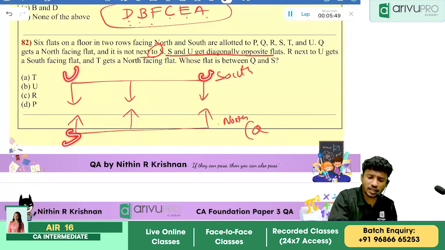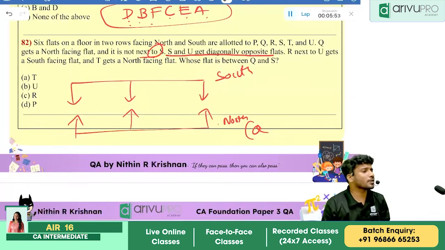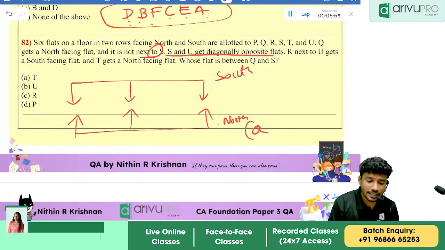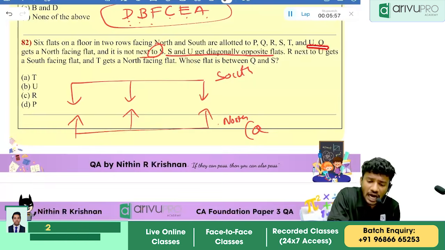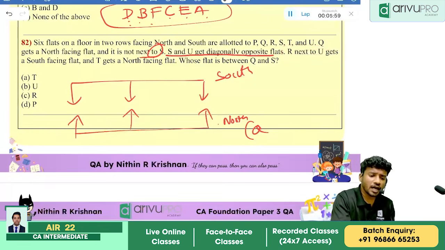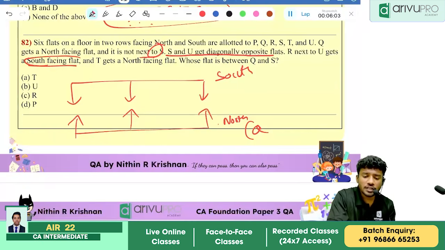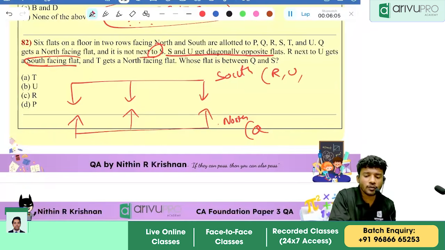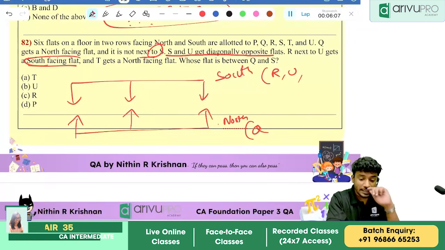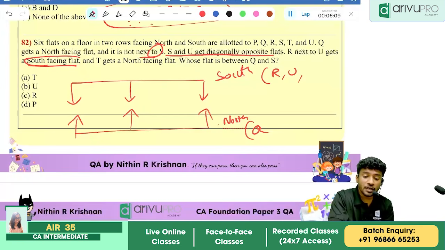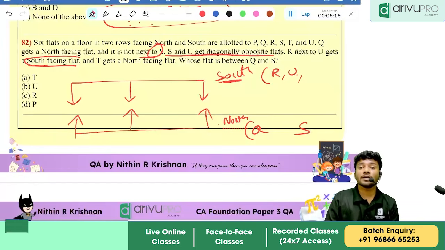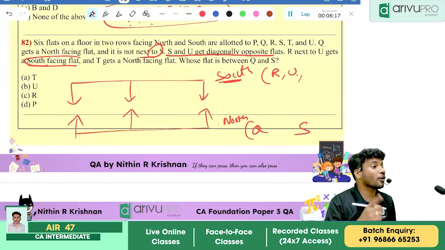If U is sitting here, S is sitting over here. Likewise, that is called as what? Diagonally opposite. Then R is next to U. R and U are together and having a south facing flat. So R, U are having what? A south facing flat. Then my next question, people, if U is in the south facing flat, S will be where? North facing. Why? Because they are diagonally opposite to each other.